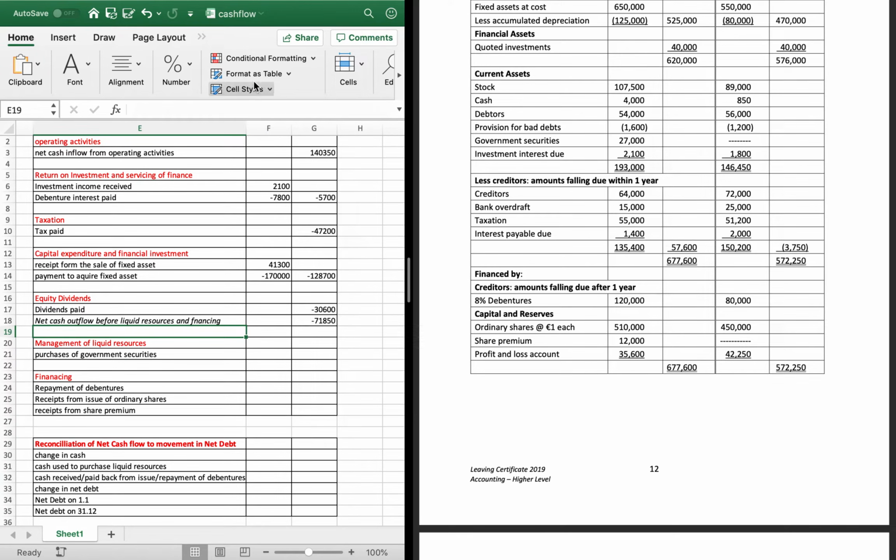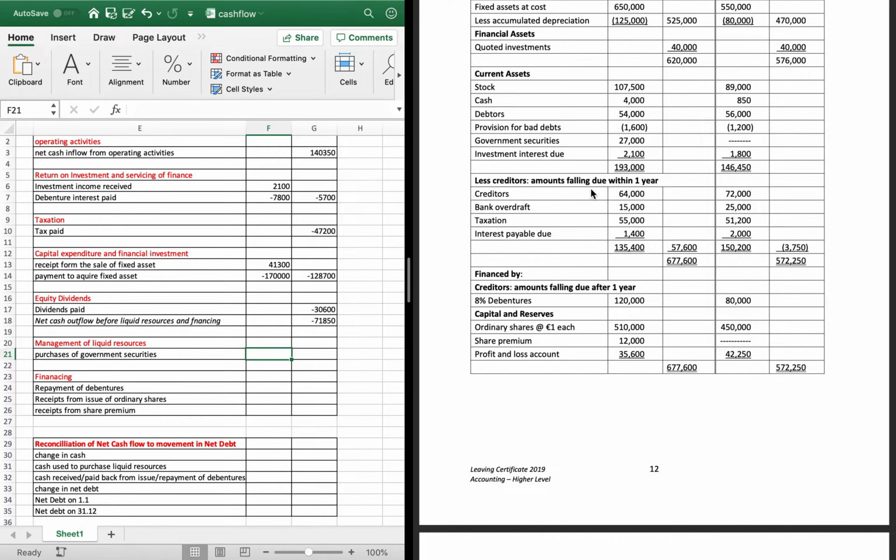Management of liquid resources. Now that looks at one thing only. It looks at the purchases or sale of government securities. Government security is government debt. So we have invested in government debt. So we have loaned the government money in reality. Prize bonds would be an example of government securities.